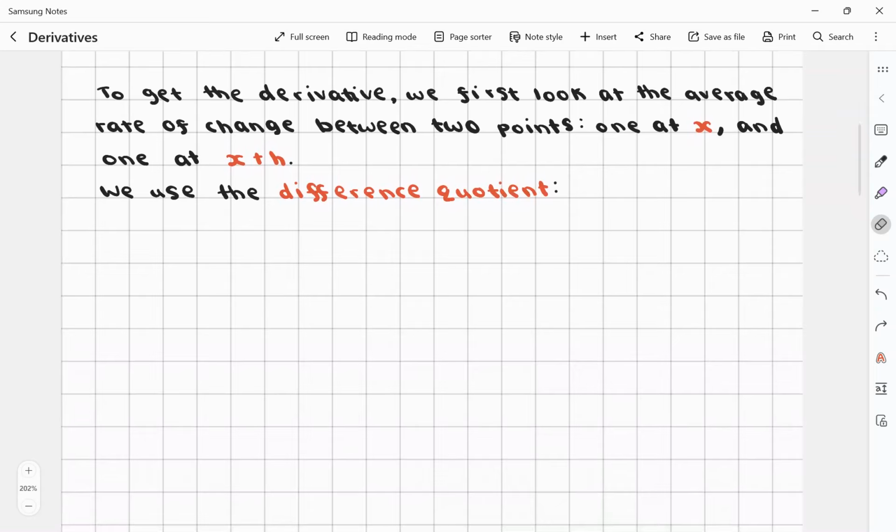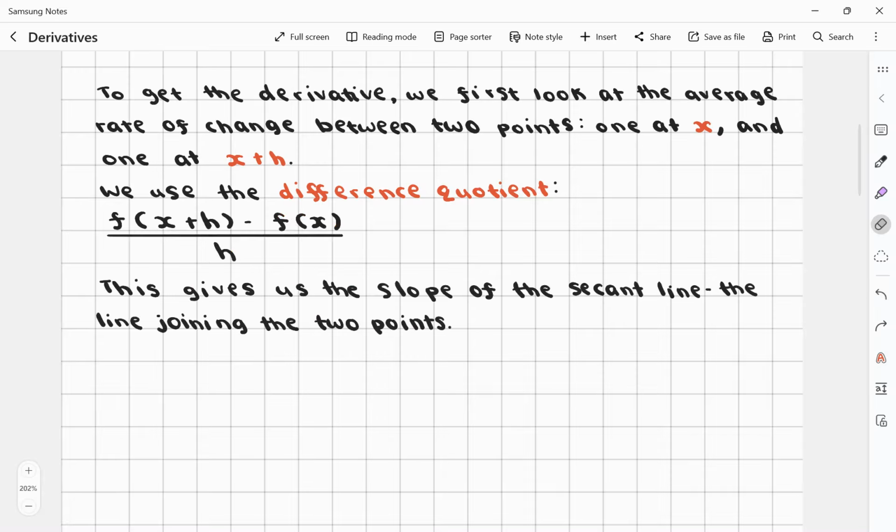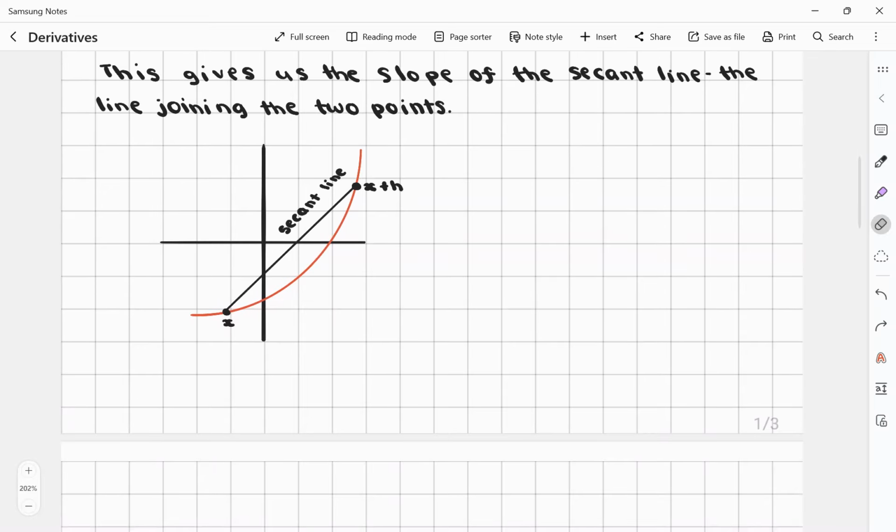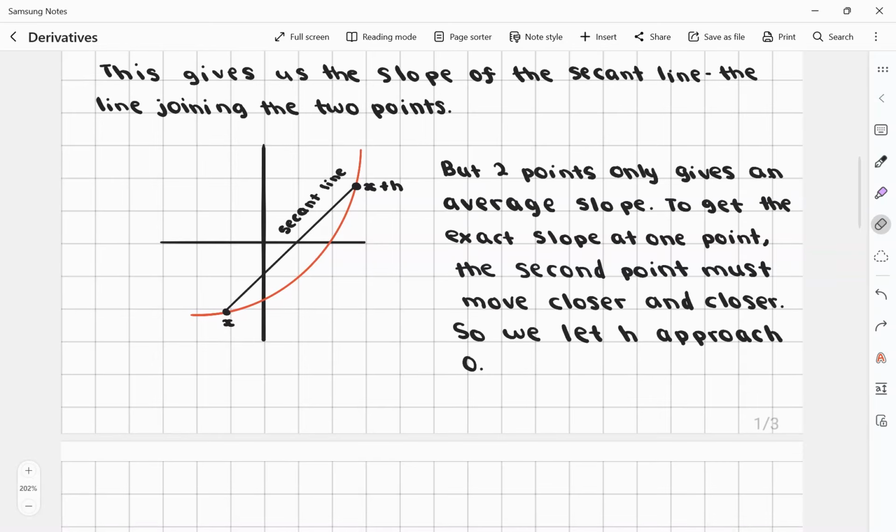We use the difference quotient, which is f of x plus h minus f of x over h. This gives us the slope of the secant line, which is the line joining the 2 points, as shown below. But 2 points only gives us an average slope. To get the exact slope at one point, the second point must move closer and closer to the first. So we are letting the h approach 0.